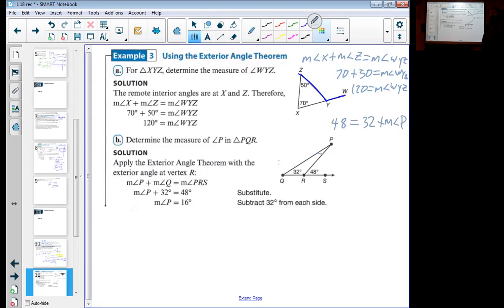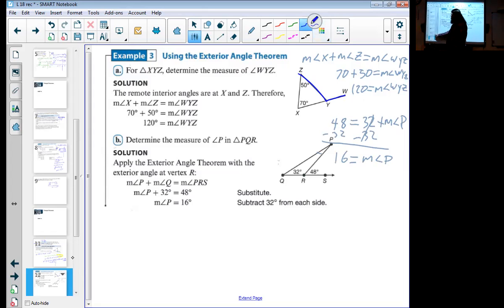So now we have a plus 32 degree. The way to get rid of a plus 32 is to subtract 32. Subtract 32. It cancels, and we're left with the measure of angle P. 8 minus 2 is 6. 4 minus 3 is 1. So the measure of angle P is 16.